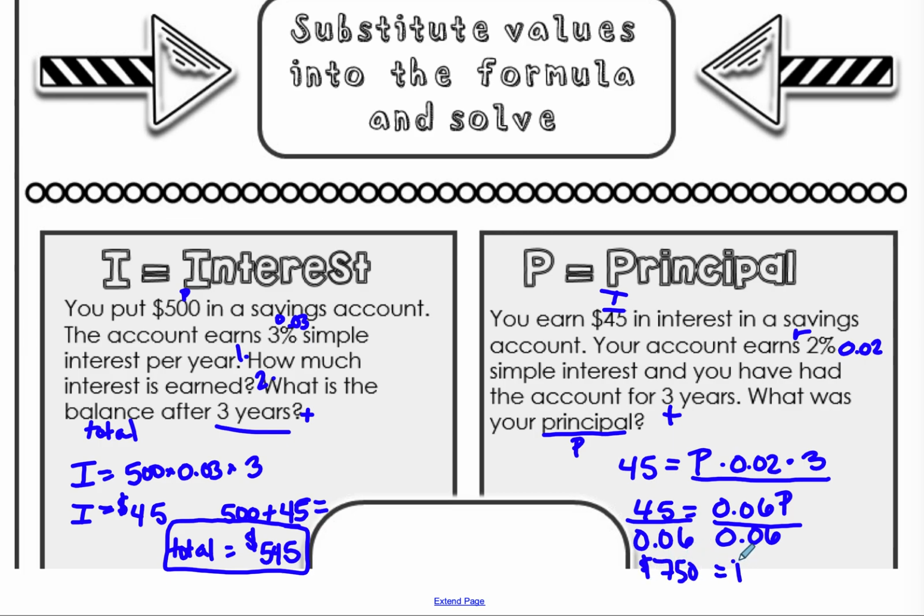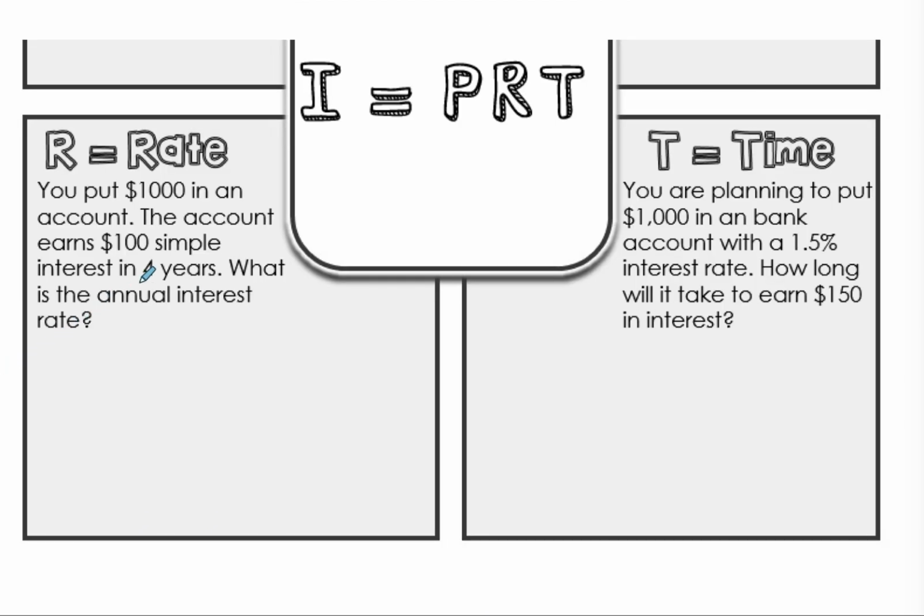$750 equals our principal. All right. Okay, formula, here it is again. Interest equals principal times rate times time. I equals PRT.